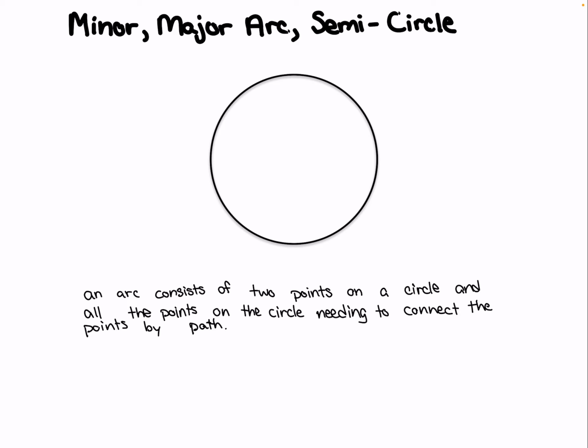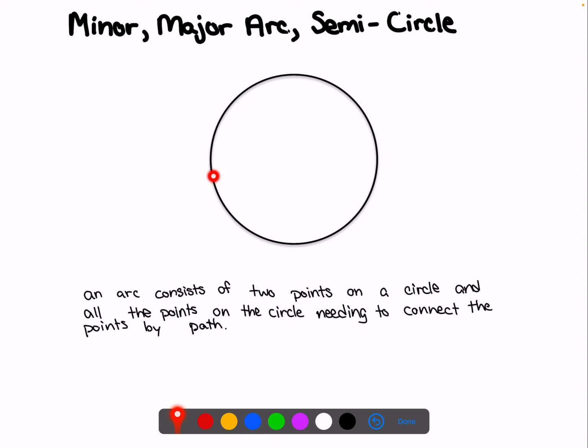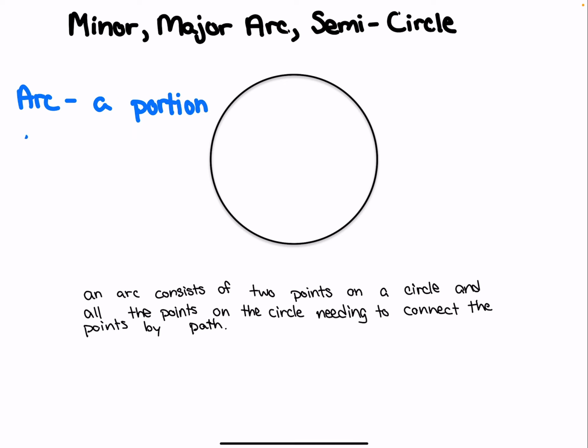points by path. Now, again, both these points will be on the circle itself, so they're going to be on the edge, on this curved part. And then for the arc, it's just going to be those 2 points and then all the points in between. So it's going to end up looking something like this.